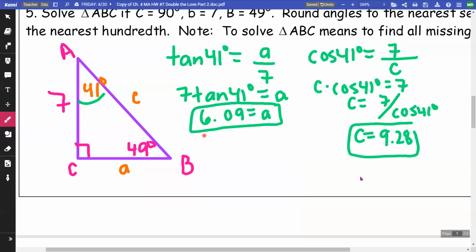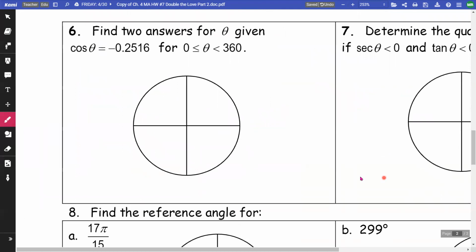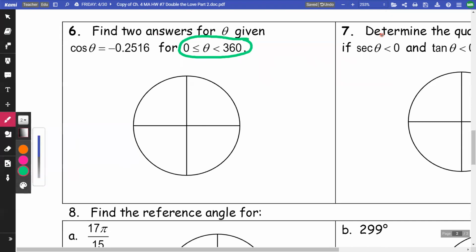Okay, so let's take a look at number 6. On number 6, we are looking at degrees. We're looking at cosine, a negative cosine. If I'm trying to figure out where my cosine is negative, cosine is x, so it's going to be negative in these two quadrants here, in 2 and 3.